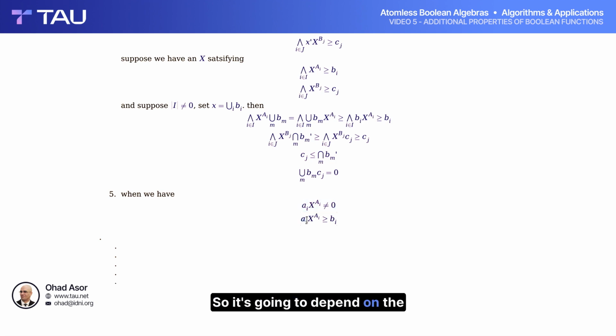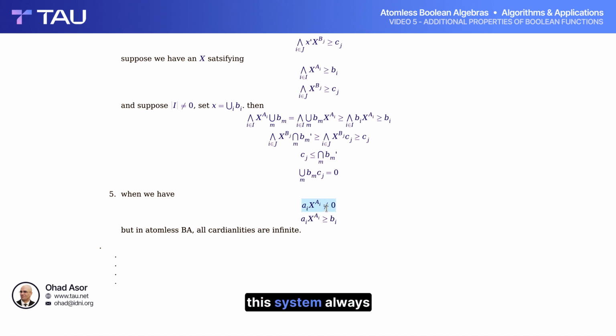So it's going to depend on the cardinalities of A_i by Hall's marriage theorem. Hall's marriage theorem says that there is a system of distinct representatives if certain cardinality conditions hold. But in an atomless Boolean algebra, all cardinalities are infinite. And when cardinalities are infinite, Hall's marriage theorem tells you that there is always a solution. And therefore this system always has a solution as long as A_i is not 0. There is an X that satisfies all systems simultaneously if and only if this A_i is not 0. So that's for this matter.